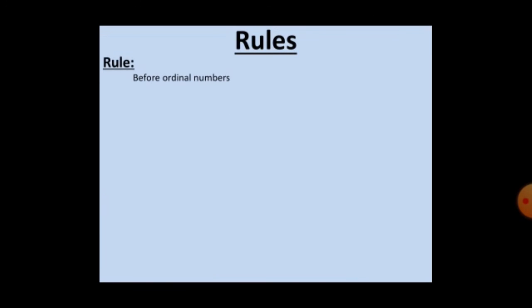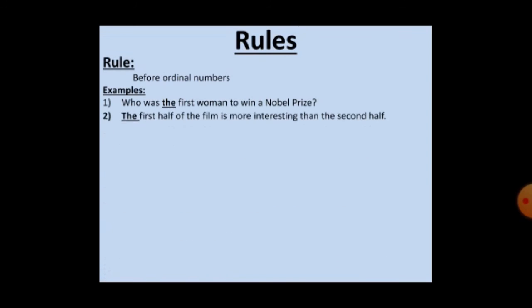Okay students, now I move towards another rule. Before ordinal numbers. Ordinal number means when we use first, second, third, these are ordinal numbers. So before ordinal numbers we use the definite article the. Who was the first woman, and the second one is the first half of the film.